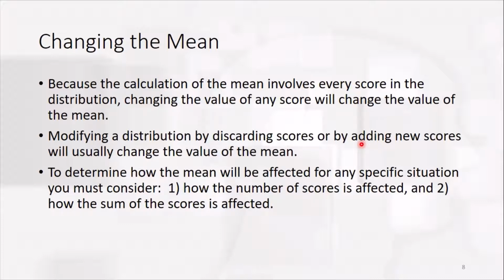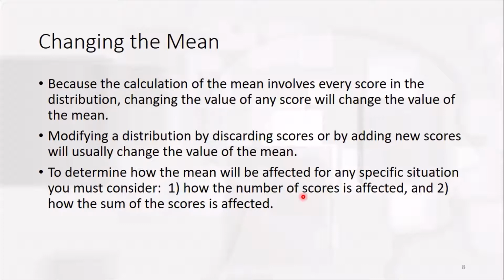Next, to determine how mean will be affected for any specific situation, you must consider first, how the number of scores is affected, and second, how the sum of the scores is affected. So, itong dalawang specific consideration natin ay dapat nating alalahanin bago tayo mag-compute ng mean. Okay? So, ilan nga ba yung scores na meron doon sa isang distribution?